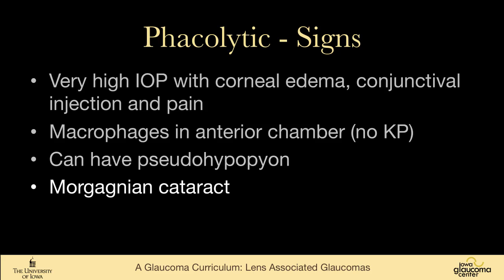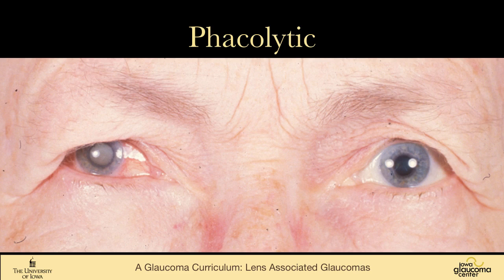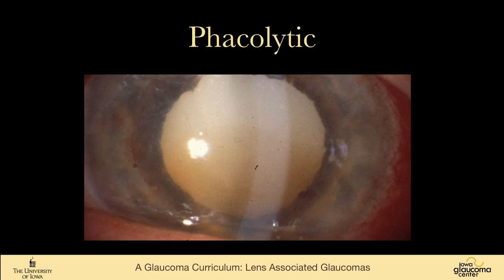And again, there's a dense cataract, often a Morgagnian cataract, which means that the lens nucleus has sunk in a sea of liquefied cortex. So this is a classic appearance of somebody with phacolytic glaucoma. You can see that her left eye is pseudophakic. The right eye has a Morgagnian cataract. You can see the upper edge of her lens nucleus here, where it has settled down in liquefied cortex.